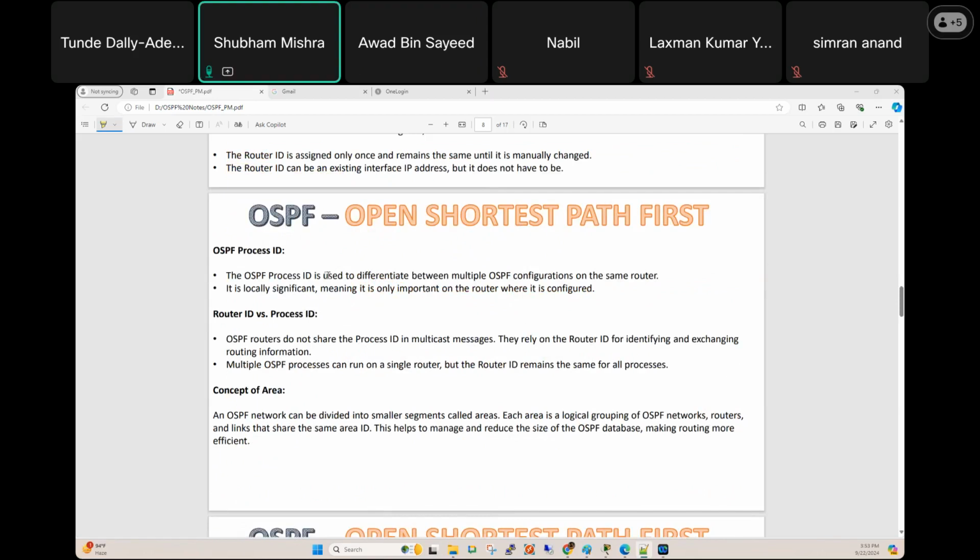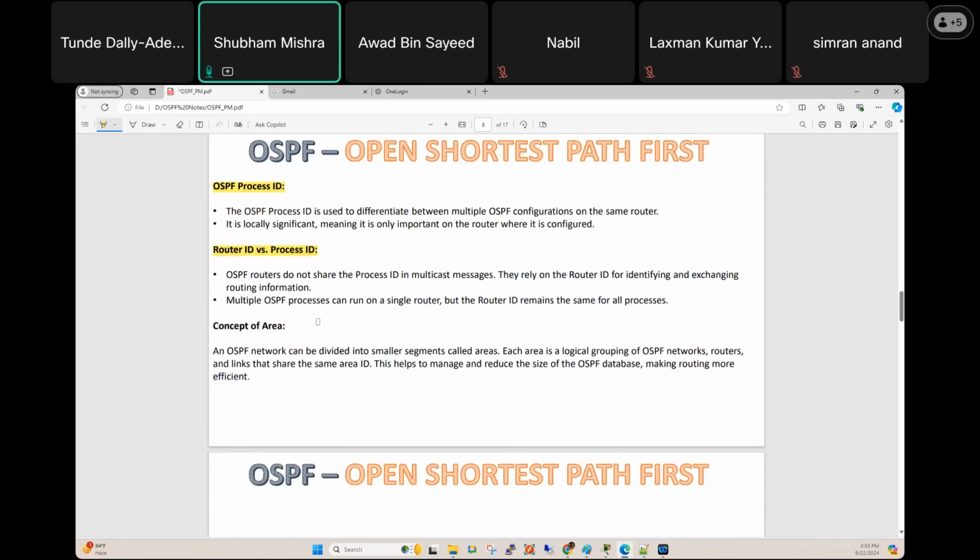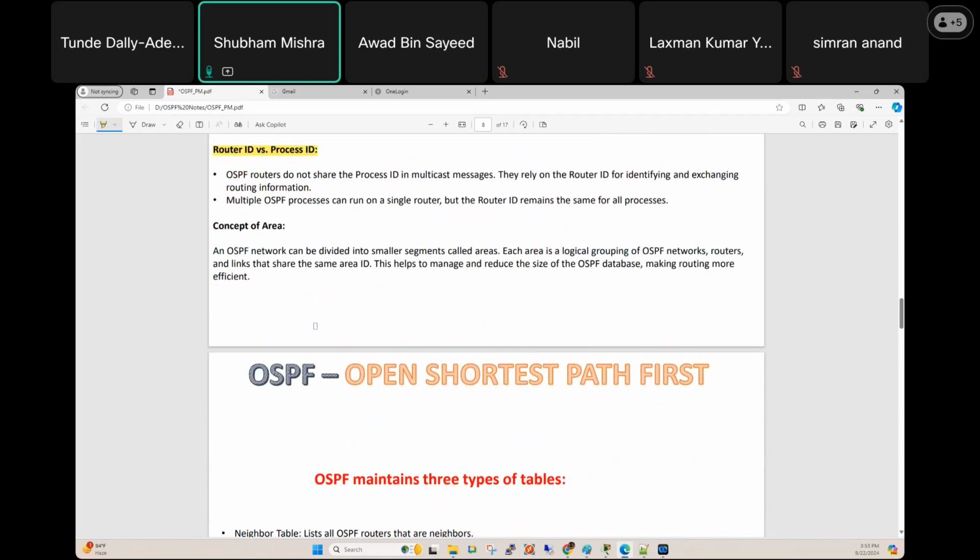OSPF process ID we already discussed, right? Router ID and process ID. I hope you understand the difference between process ID and router ID. By the help of process ID, what are we doing? We are just separating the local configuration. And what is the use of router ID? By the help of router ID, we represent our database in OSPF in the complete network.